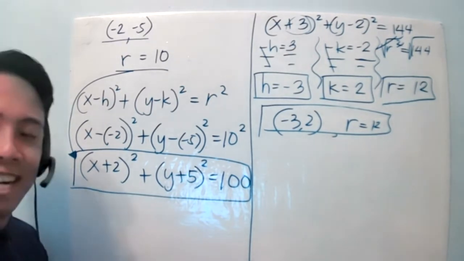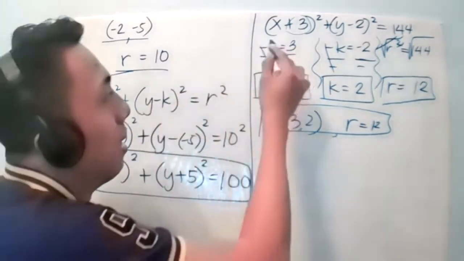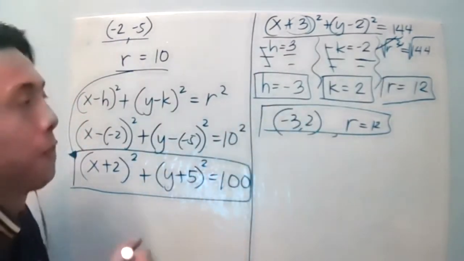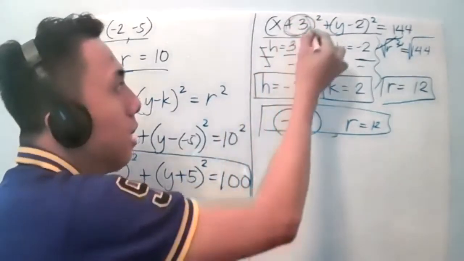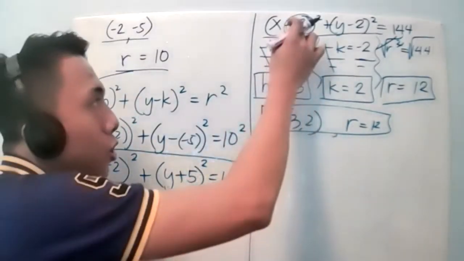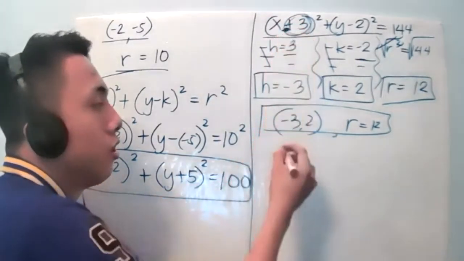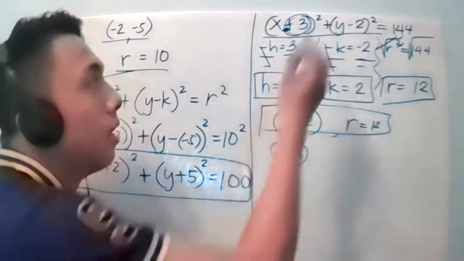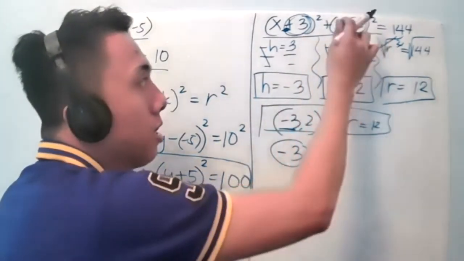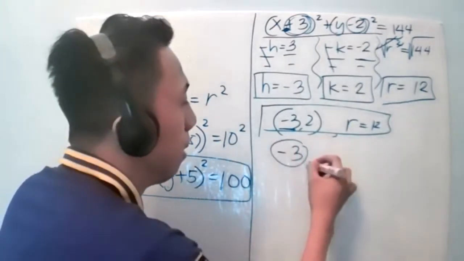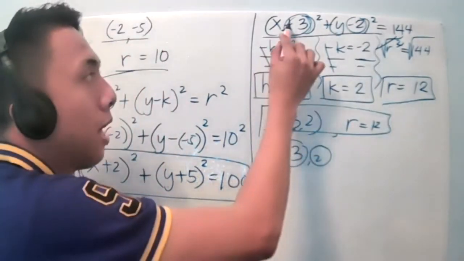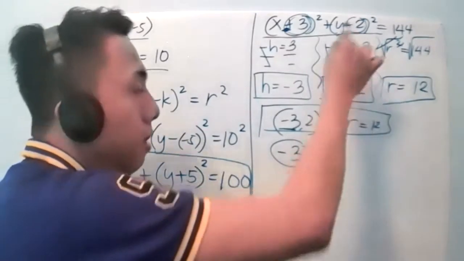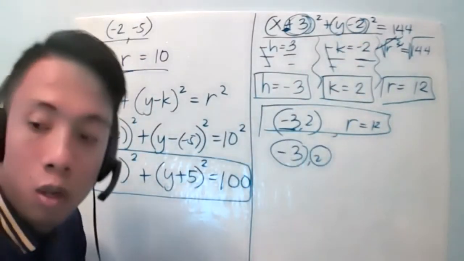Actually, we have a shortcut here. Kung paano mahanap si h and k ng mas mabilis. This one. This is our h. Tama? If this one is positive, just change it to negative. So it will become negative 3. This one, if this one is negative, gawin mo na siyang positive. So that is 2. Again, kung positive, magiging negative. Kung negative, magiging positive. And ito rin yung pinaka-problema ninyo.